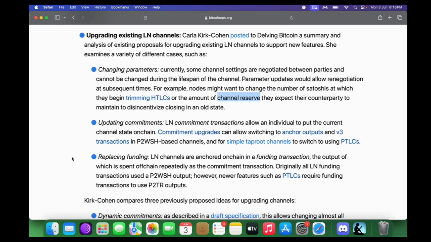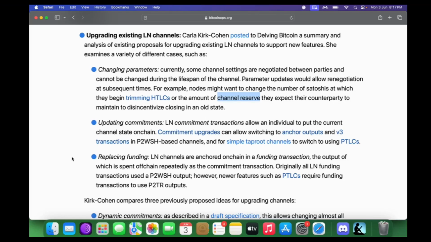Now, when somebody tries to broadcast a revoked commitment transaction and their partner's node detects it, then they can penalize the person who's trying to cheat by usurping the entire funds in the Lightning channel. So they get their share of the funds and they also get the entire share of their partner.